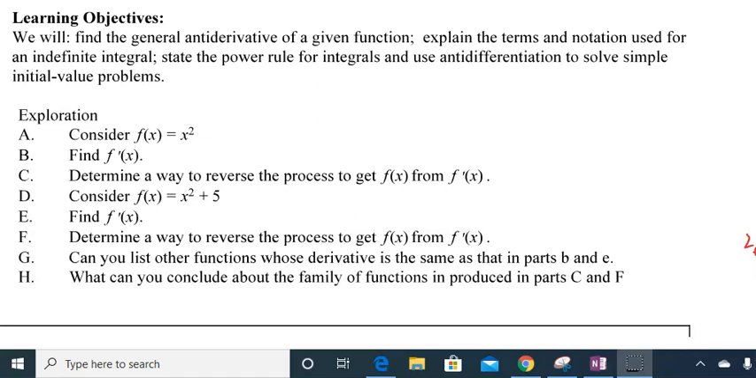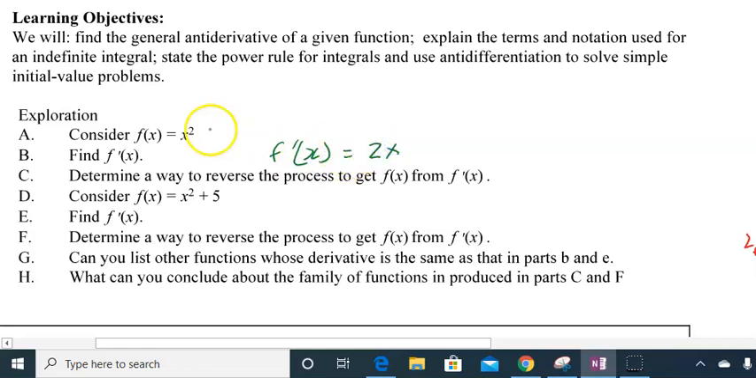Exploration. Consider f of x is equal to x squared. Let's just think about it. Find f prime of x. Now, if you remember the power rule of derivatives, f prime of x is equal to 2x. That's by the power rule. Bring the 2 over, and go 1 down.